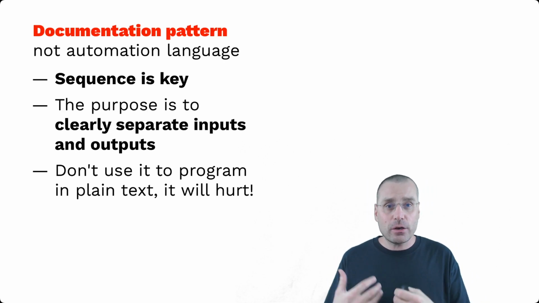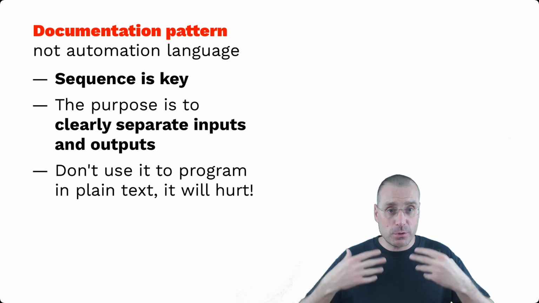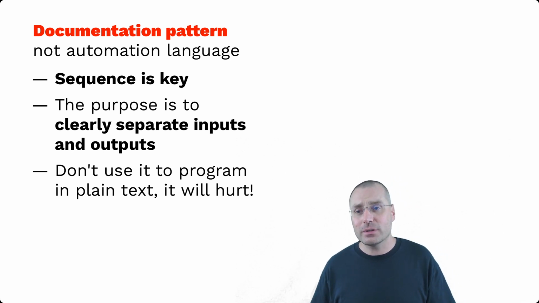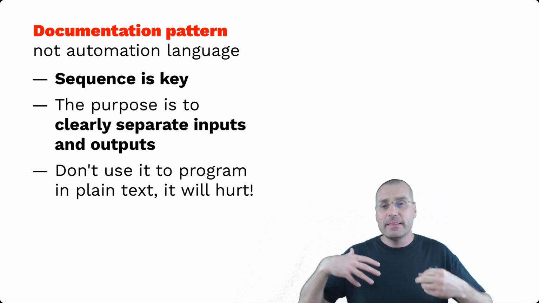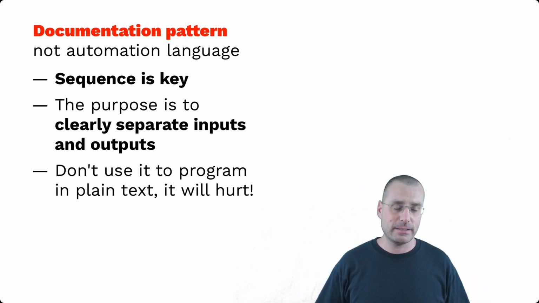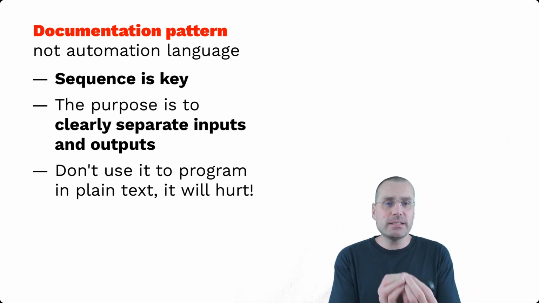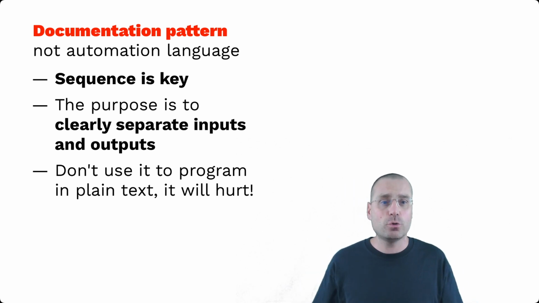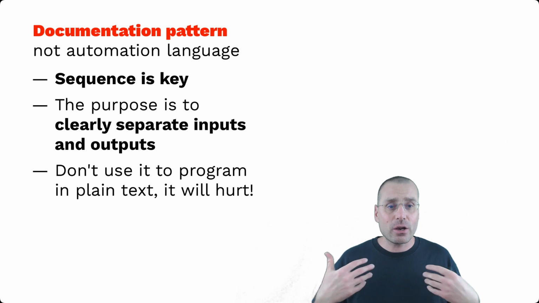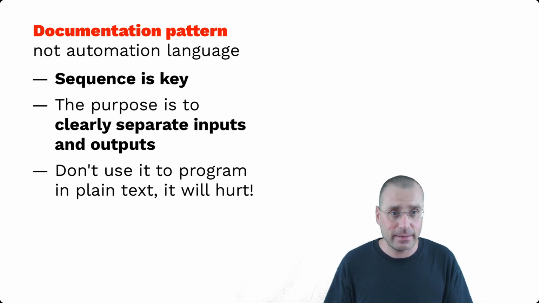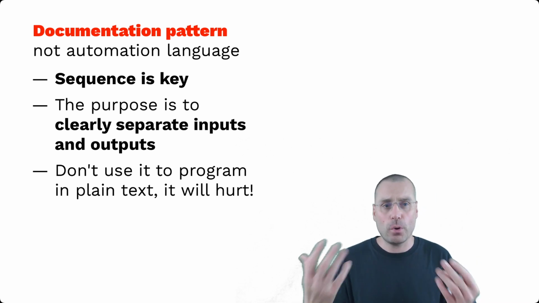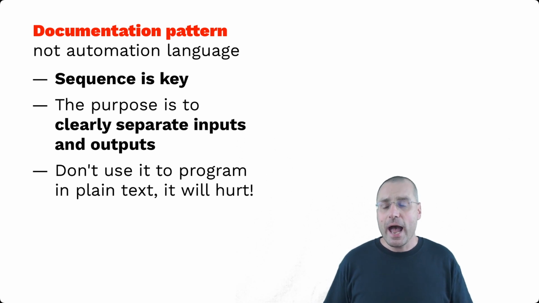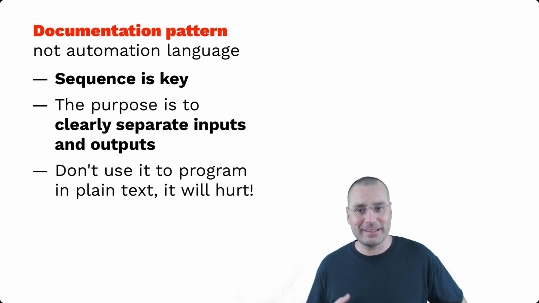So once we clearly separate inputs and outputs, we can reason about them. And people continuously keep using these tools to program in plain text. Please, please, please don't. Yes, it's possible to do that, and yes, these tools make it easy to program in plain text, but there are lots and lots of programming languages that are better than English or Polish or Finnish or something else. Programming languages are really good for describing automation. Let's not try to automate stuff in English.